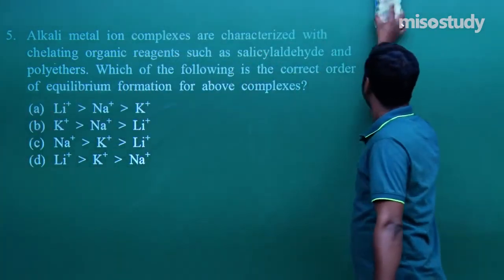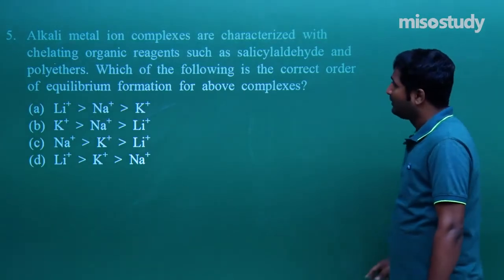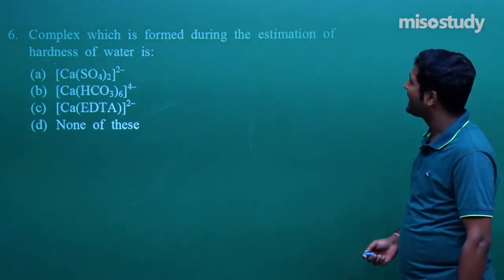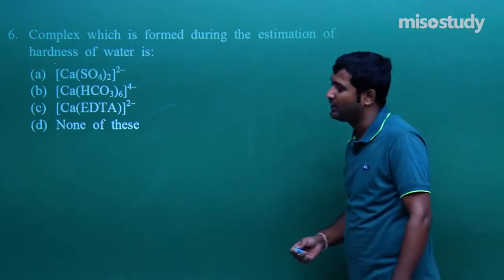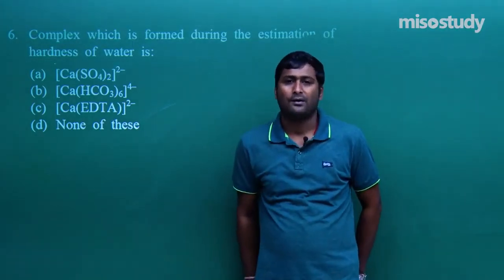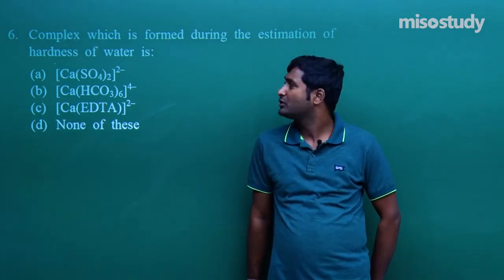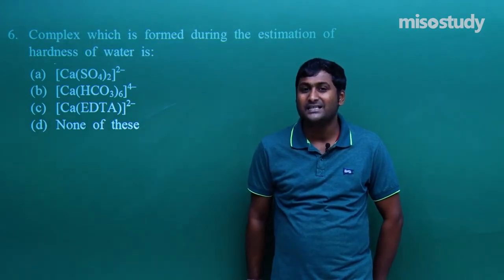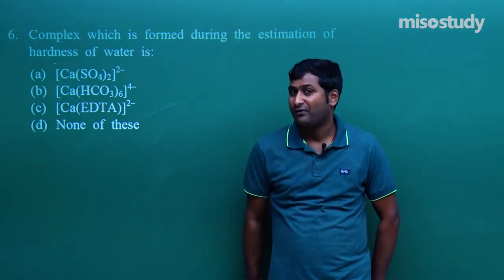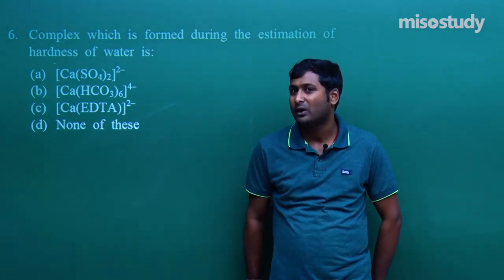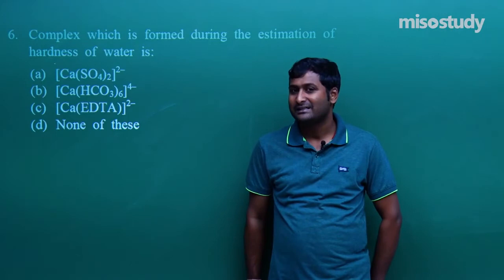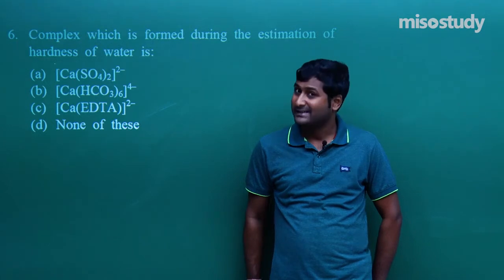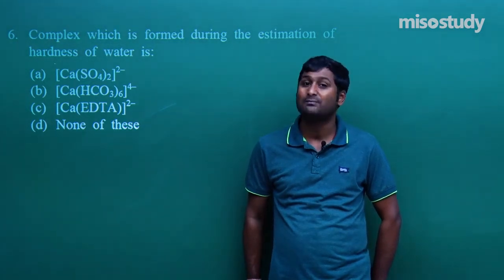Now let's move to the next question. Complex which is formed during the estimation of hardness of water. It's your turn. Tell me friend, how to solve such a question? For estimation of hard water, we all know EDTA is used. Clear? This is a hexadentate ligand of denticity 6, also known as a polydentate ligand.